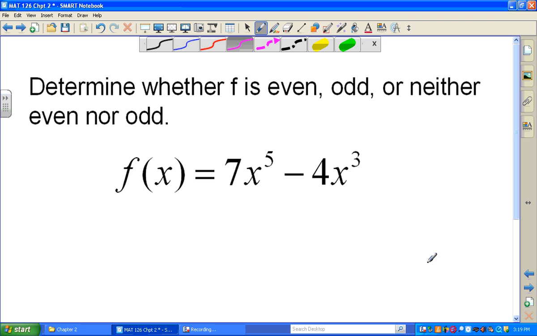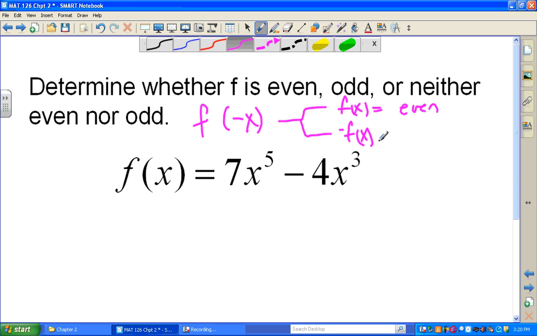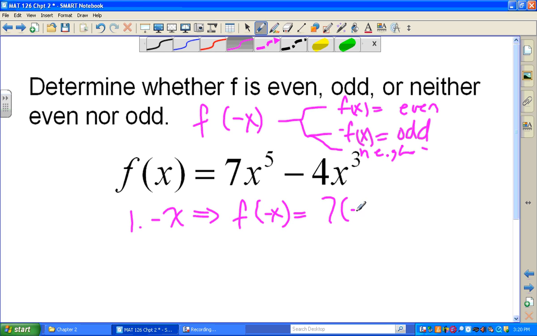I like that one. So to determine whether f is even, odd, or neither even nor odd. Here you don't have a picture. This one we're going to go with f of negative x. 1, if it equals f of x, it's going to be even. 2, if it equals the opposite of f of x, it's going to be odd. And if it doesn't equal either one of those, it's going to be neither. How do you do it? Easy. First thing you do, you put negative x into the equation. So I have 7 times negative x to the 5th.